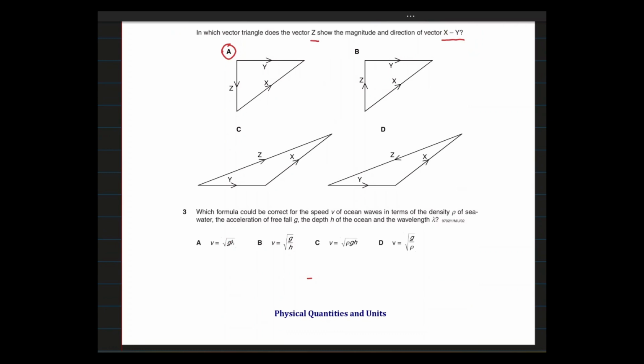Then question 3, which formula could be correct for the speed v of ocean waves in terms of density and the acceleration and depth of ocean and the wavelength lambda. Okay, so what we can do is check the units. You must have remembered the concept of homogeneity. We need to check the homogeneity in this question. So if the equation is homogeneous, it means that answer would be the correct. So we need to see that ms minus 1 should be on both sides.